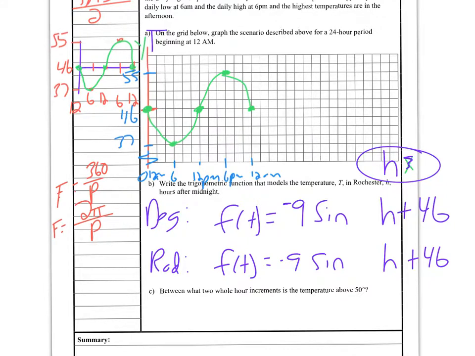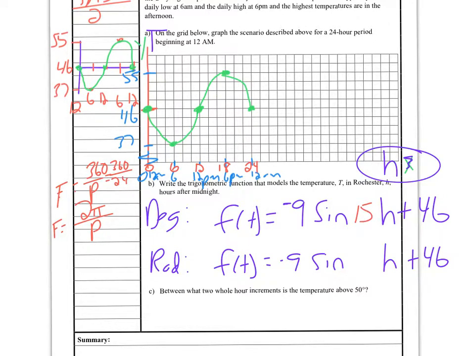How long did it take to complete one full cycle? So here's where you have to do a little bit of math. You have to realize that this is starting out at 0, this is 6, this is 12, this is going to be 18, and this is going to be 24. So it took how long to complete one full cycle? Well, it took 24. So 360 over 24. 360 over 24 works out to be 15. It's going to be 15h.